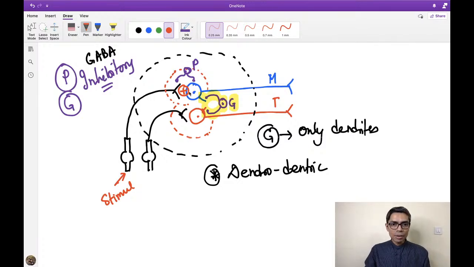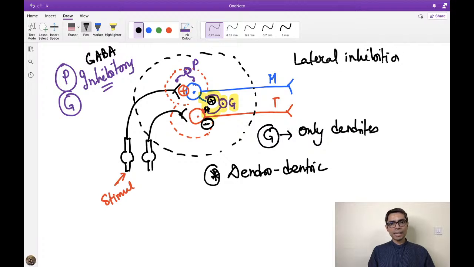Whenever this second order neuron, this blue colored neuron, is stimulated, it is going to stimulate this granular cell here. Now whenever the granular cell is stimulated by this mitral cell, this granular cell will release the GABA neurotransmitter, and by releasing GABA here, what is it going to do? It is going to inhibit the tufted cell, the nearby or surrounding tufted cell. This kind of mechanism is known as lateral inhibition by this granular cell on the second pathway.